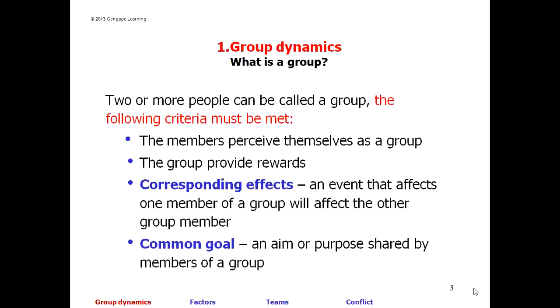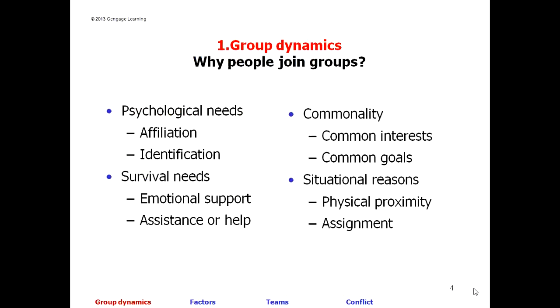Now let's understand what group dynamics is. What is a group? Two or more people can be called a group. The following criteria must be met. The members perceive themselves as a group. The group provides rewards corresponding to the effects of a common goal. An event that affects one member of a group will affect the other members. There is a common goal and aim or purpose shared by the group members. So you can understand how groups work, or how the dynamics of a group work.